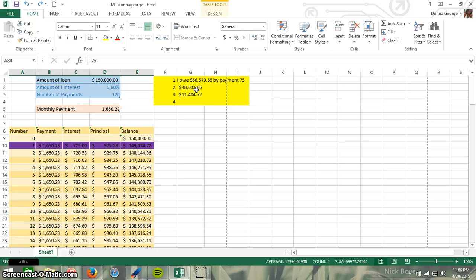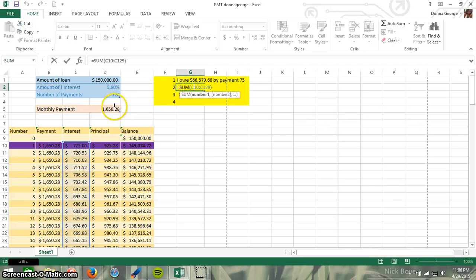This was how much interest I did altogether. So for that one was just the sum of C10 to C129, which is basically the whole row of interest just added together.